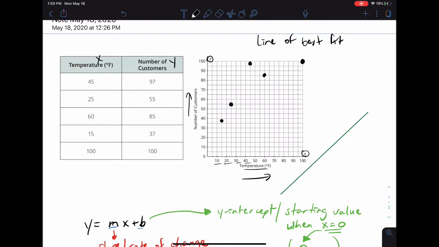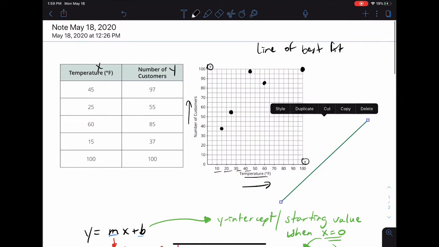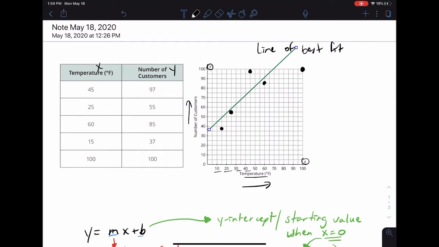Okay, so what the line of best fit is, it's going to try to represent all of the dots. So I have to figure out how my line is going to look. Is it going to look like that? Where is it going to be? Well, I think the best one kind of looks something like that, where these 2 dots are hit.